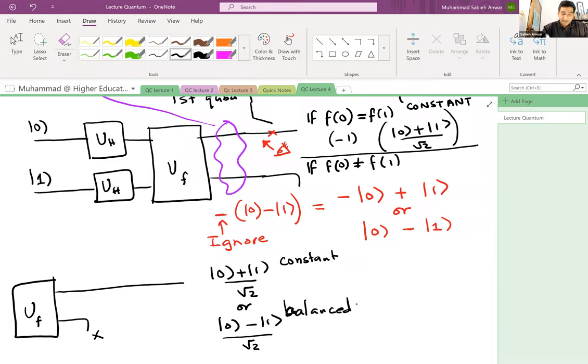I need to do a measurement. How do I distinguish between ket 0 plus ket 1 and ket 0 minus ket 1? In other words, if the function is constant, I get ket 0 plus ket 1, and if the function is balanced, I get ket 0 minus ket 1. Now, how do I perform a measurement, which is the last stage in any quantum computation, to distinguish or discriminate between these states?